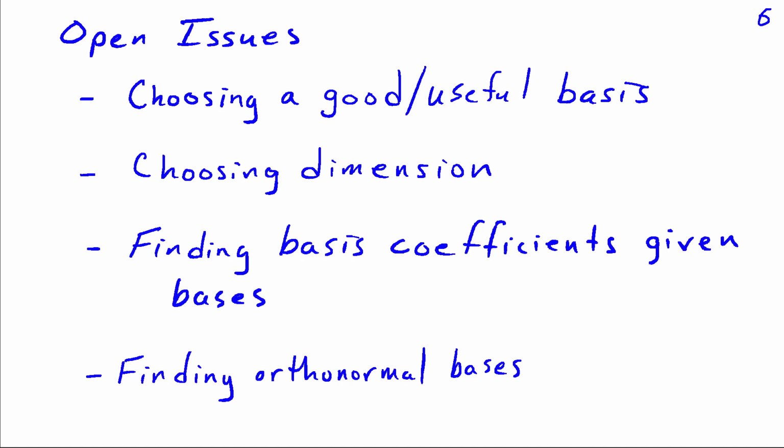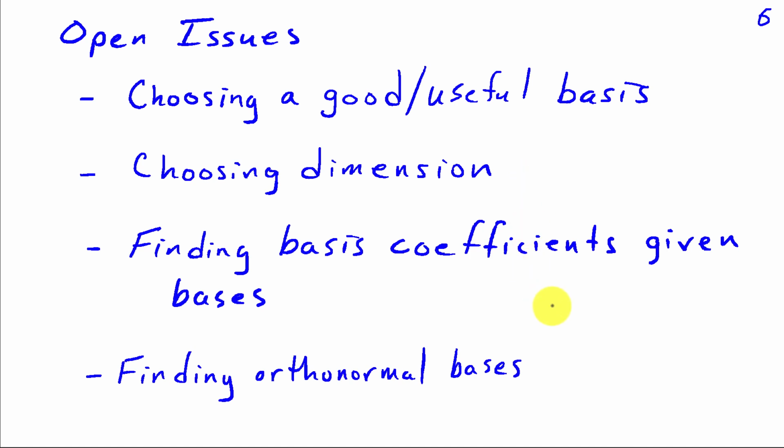Now, we've only touched on this subject, and we're going to revisit this over and over again, and there are a number of issues at this point that remain open that we will look at as we go on further in this material. One issue is, how do you choose a good or a useful basis? And we may want to let the data define what the basis is rather than our prior expectations. What dimension should we choose for the subspace? In other words, how many basis vectors should we use?